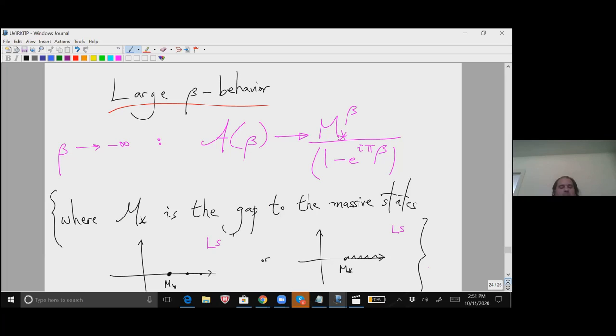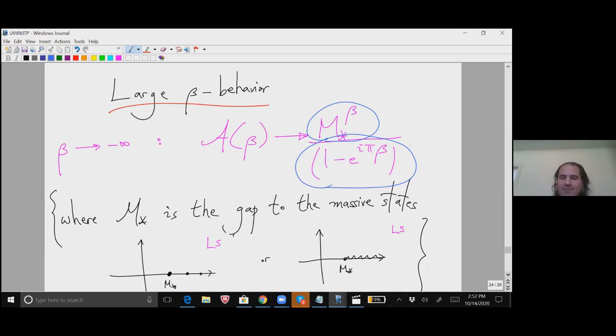In the left part of the complex beta plane, as beta goes to minus infinity, it turns out that the amplitude has this universal behavior. Of course, it has this infinite sequence of poles. And at large beta, it's actually M star to the power of beta that multiplies this infinite sequence of poles. M star is the gap to the first massive state.